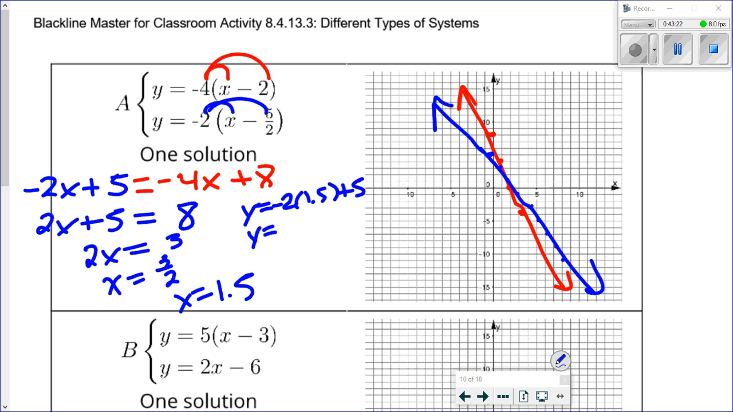-2 times 1.5 gives us -3 plus 5, which is 2. So the solution is at 1.5, 2. Hopefully your graph clearly shows that, but like I said, I had to estimate with mine, not having my straight edge. But we can see that if I go right 1.5 up to 2, there is our point of intersection.